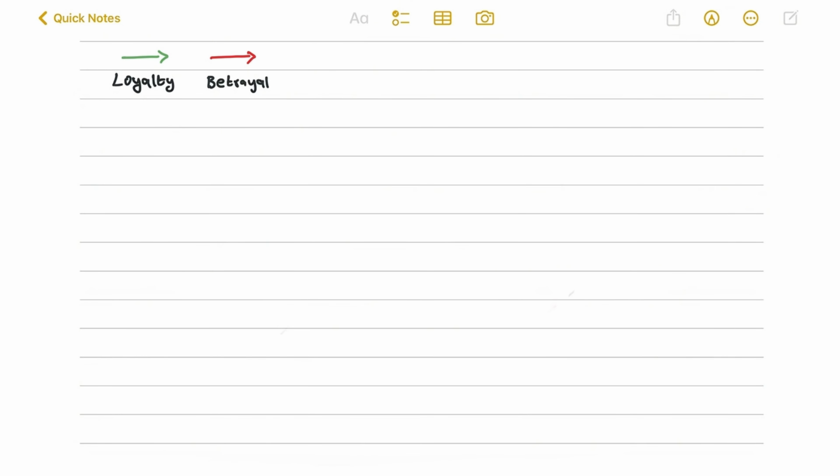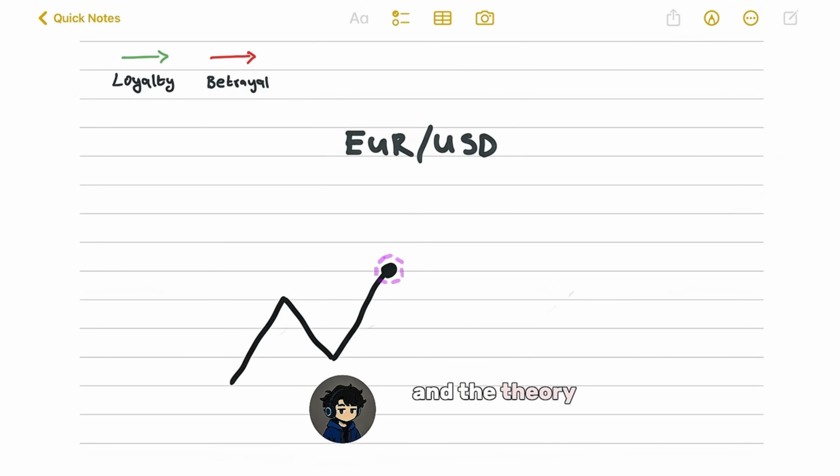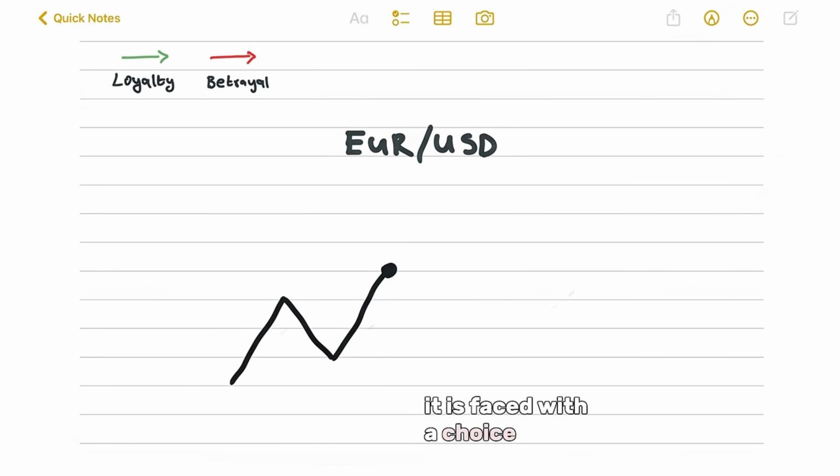First, let's have a Euro USD chart, just a mock chart, and let's say the market is at this point in time. The theory is, at any point in time, the market is faced with a dilemma. It can either go up or go down. It is faced with a choice. And in this instant, it chose to go down, or it was forced to go down.